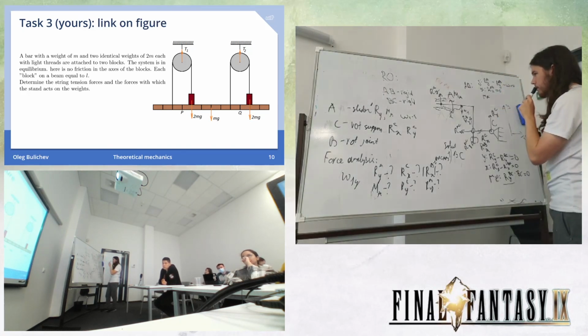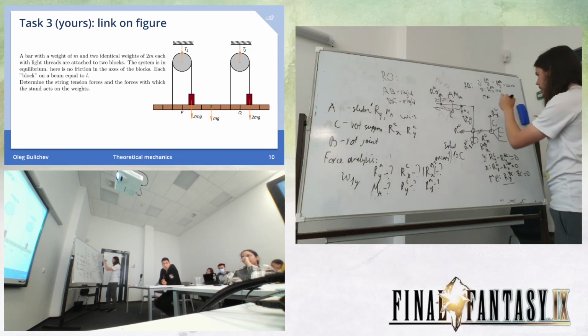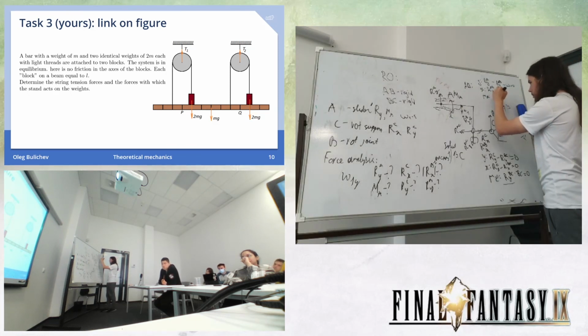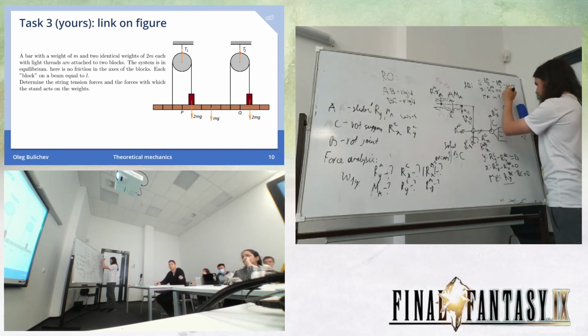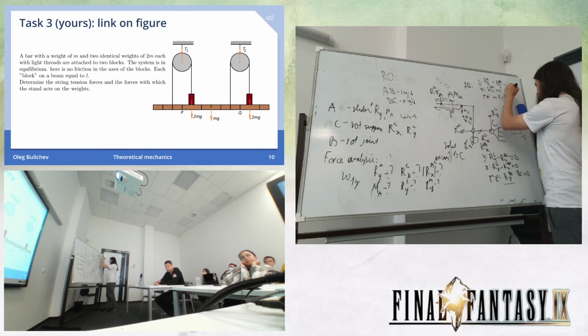I don't understand this. What is the red block? Weights? So we try to balance this guy using 2 blocks and 2 tensions. This will be on the exam.